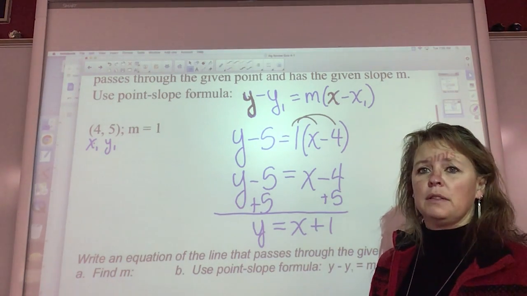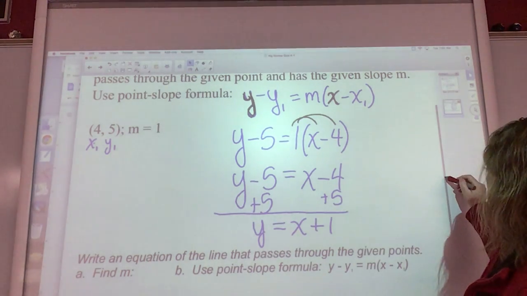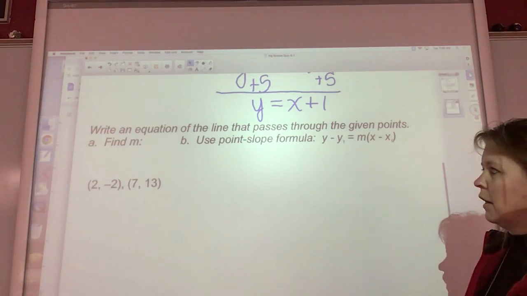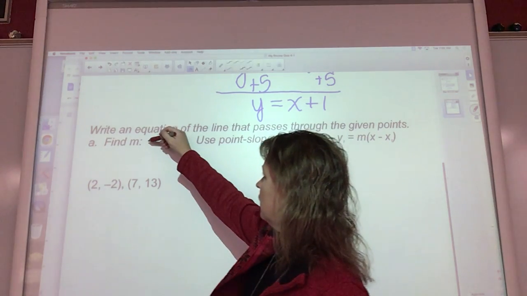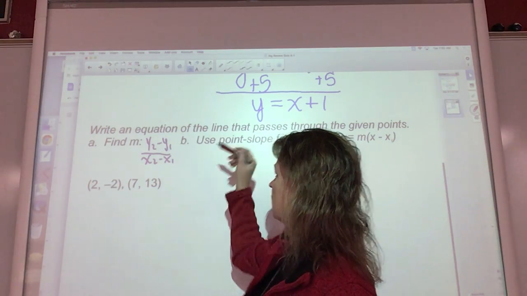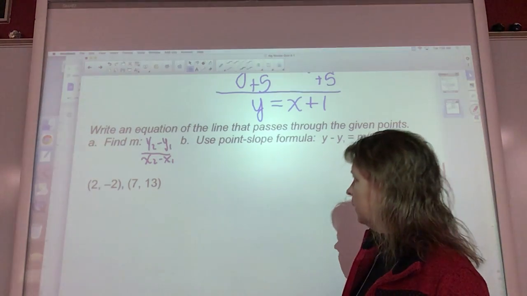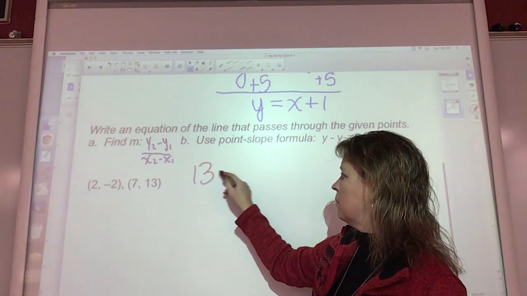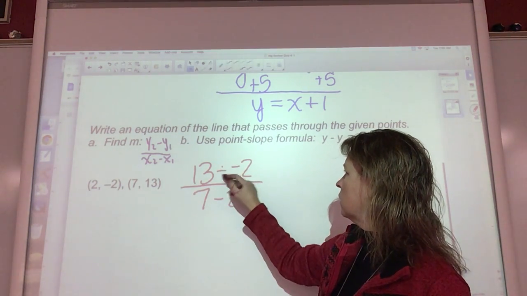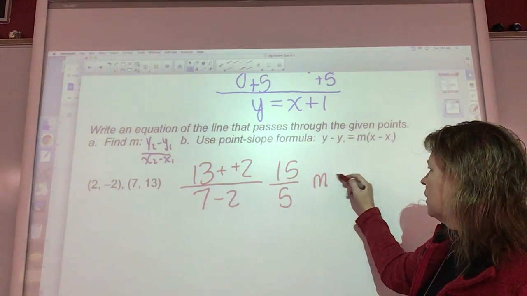I know, I'm whipping through this so that it's a quick review. Slow it down, pause it, rewind it, do what you have to. And then this last one takes a combination of the last two. They didn't give you m or b, so you have to do both in one problem. Slow down and do it right, because if you make a mistake early on the m, it's going to make your whole point-slope formula wrong. So, what does that look like? Find m first. 13 minus -2 over 7 minus 2, which is 15 over 5, and your m is 3.